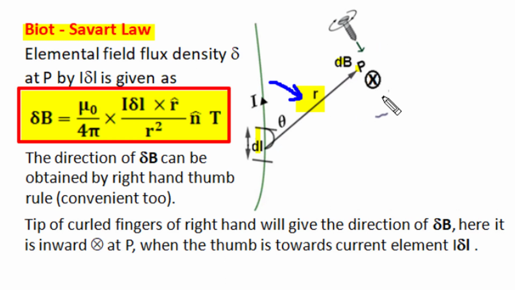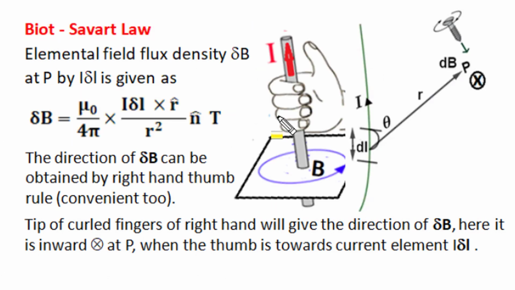On this screen, the direction of the elemental magnetic contribution by the current element can also be obtained by the right hand thumb rule of Maxwell. And the thumb rule is convenient in application also. The thumb of the right hand is directed in the direction of current in the current element, and the curl of the fingers represents the circular shape of magnetic force lines around this conductor, and these magnetic force lines, as the tips of the fingers indicate, show that the magnetic field is inward at this P position.